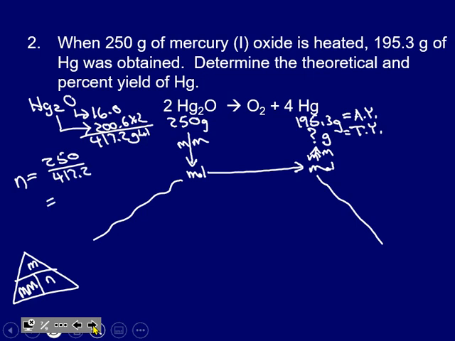What do you got? 0.59. Have you got another digit or two? 0.5 something something? Anybody got a few more digits? 0.5992. That's lots of digits, but that's okay. I'm okay with that. You could have had 0.600. Would have been okay too.